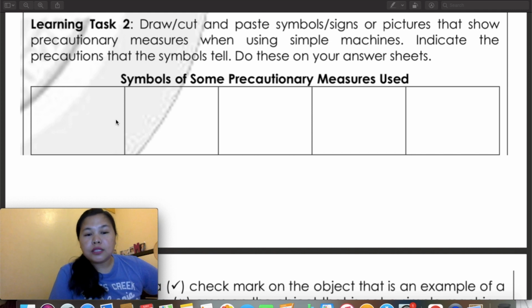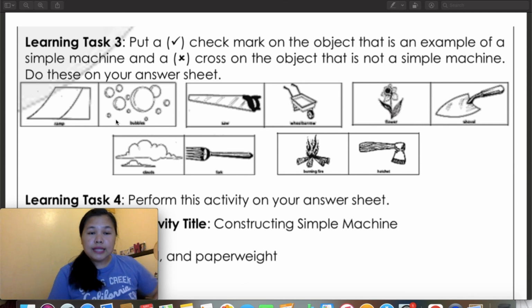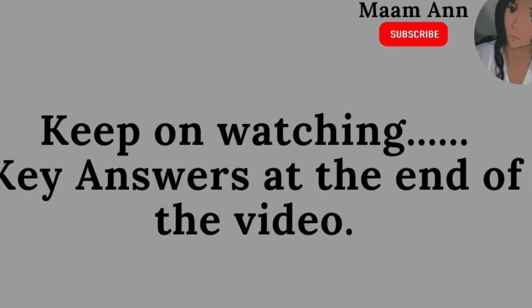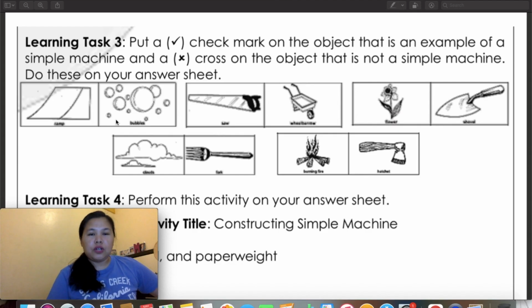Baka meron pa sa mga books na hindi na ninyo ginagamit, pwede kayong mag-cut doon. Okay? Kung wala talaga, in your learning test 3, put a check mark on the object that is an example of the simple machine and cross mark on the object that is not a simple machine. So do this in your activity sheet.